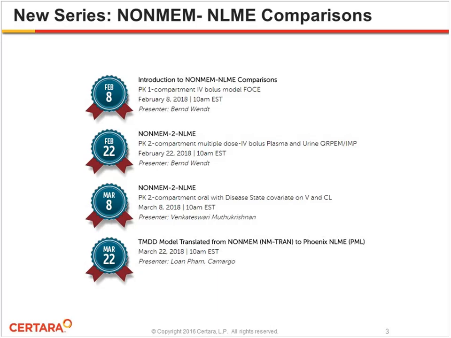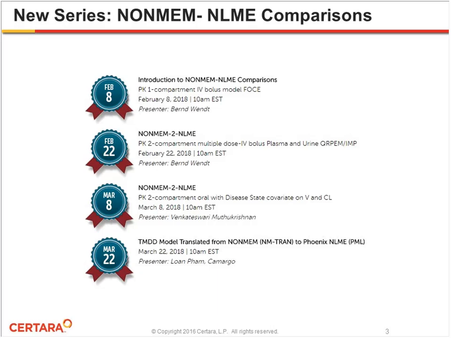The next session is in 2 weeks' time, where I'm showing a bit more complex model. This is a 2-compartment model with multiple doses and with plasma and urine data. And here the method for solving is the QRPEM-IMP method.